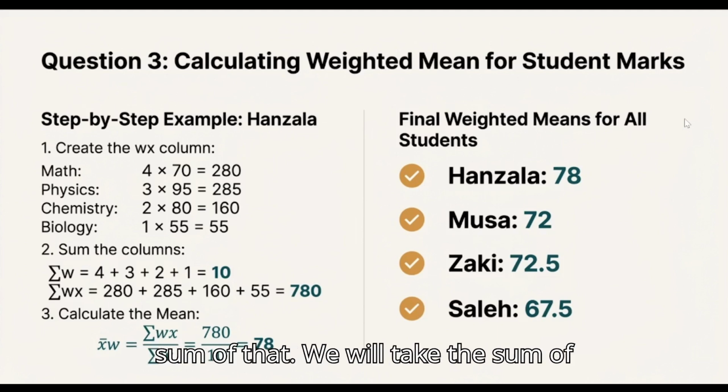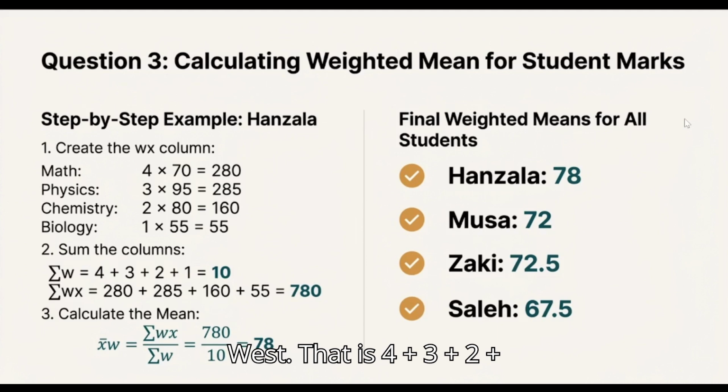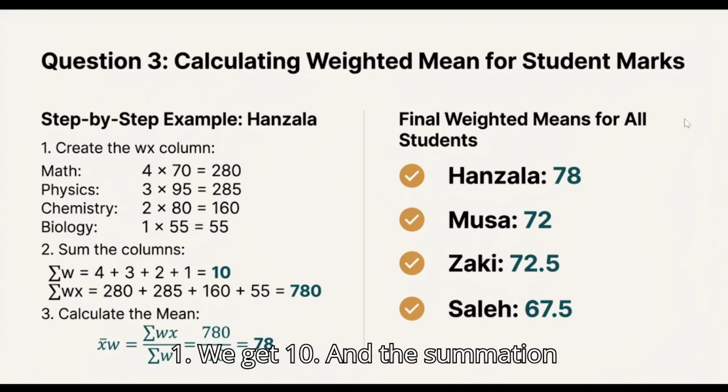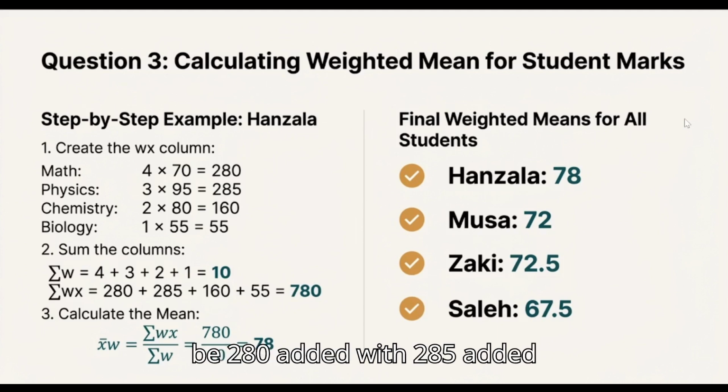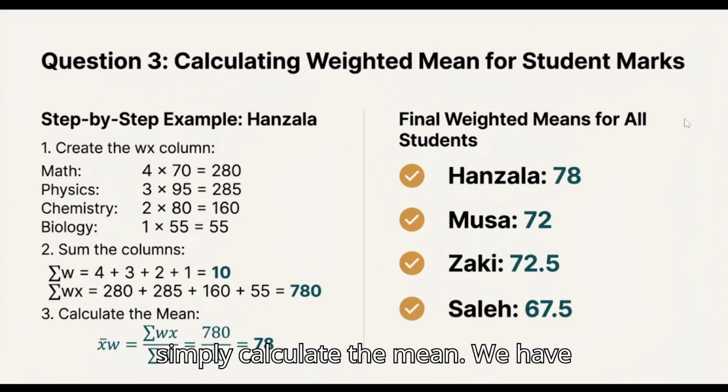Now we need to take the sum of that. We will take the sum of the weights, which is the summation of w, that is 4 plus 3 plus 2 plus 1. We get 10, and the summation of the wx column, that will be 280 added with 285 added with 160 and 55. So we get 780.